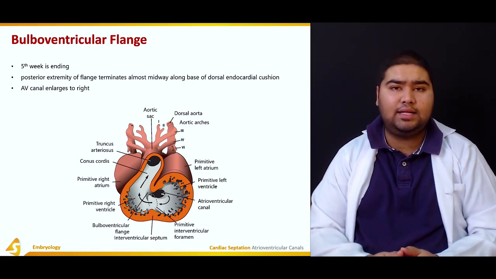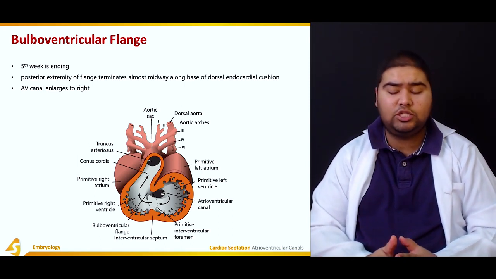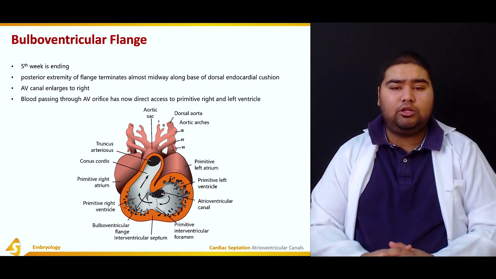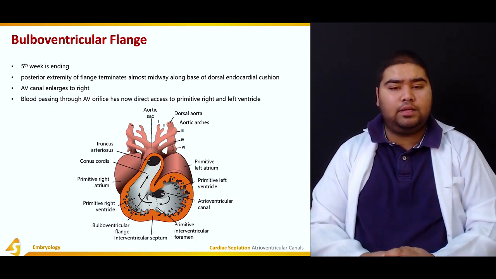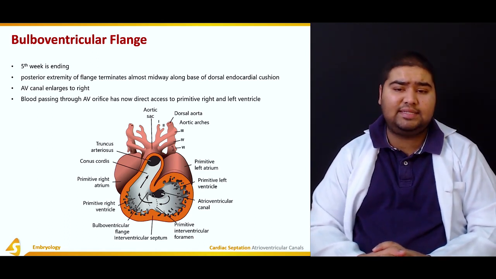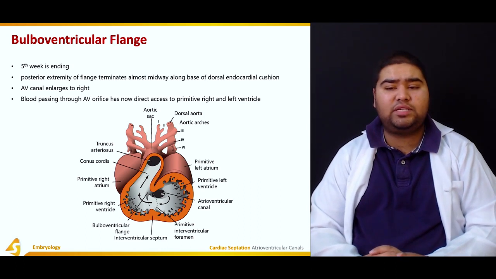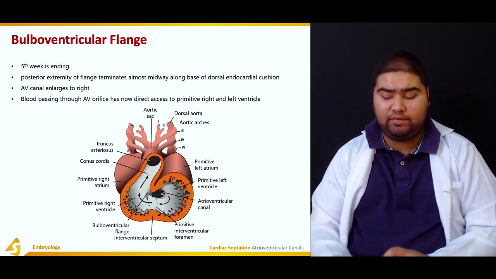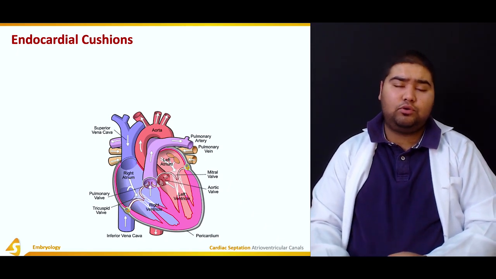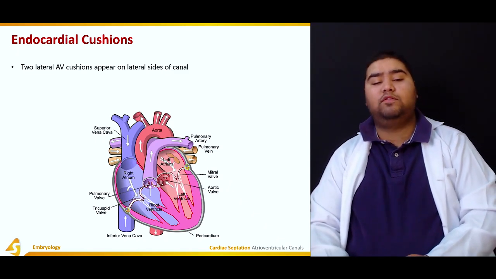Now the AV canals begin to enlarge, and the enlargement mainly happens to the right. Now the blood passes through the AV orifice. Blood that is now passing through the AV orifice has direct access to the primitive right and the primitive left ventricles. So now let's see what the role of endocardial cushions is in all of this.